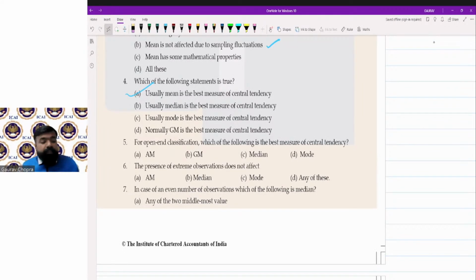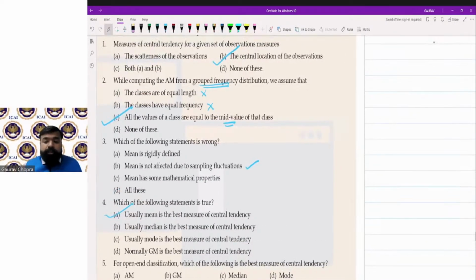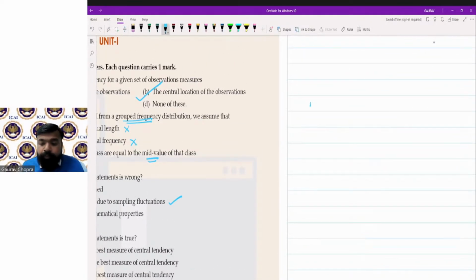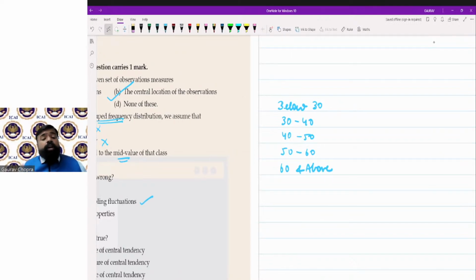5. For open end class interval, which of the following is the best measure of central tendency? Now, what is this open-end class interval? Open-end means when some class intervals look like this: below 30, then 30 to 40, 40 to 50, 50 to 60, then 60 and above. Now, for calculation of arithmetic mean, what do we have to find out? Mid value. Okay, for arithmetic mean, we have to calculate mid value.